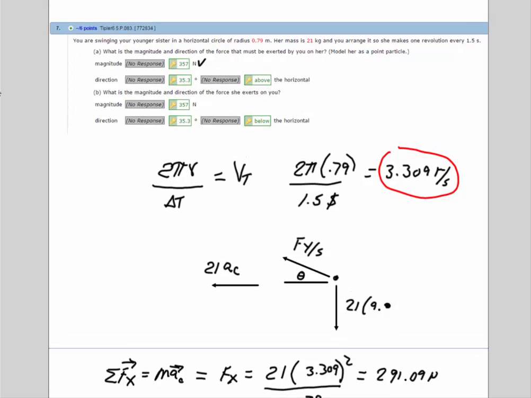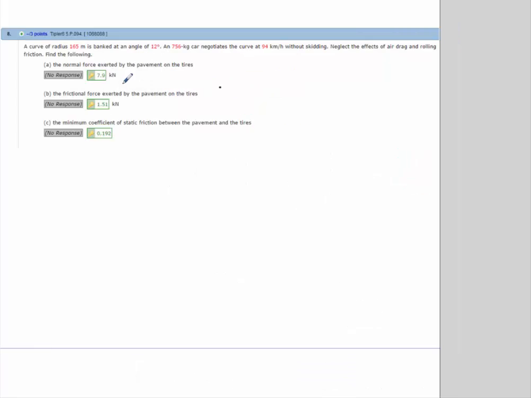Alright, there's two problems that are provided to help you a little bit with the homework. The third problem I want to work is another WebAssign problem here. This one, you have a curve of radius 165 meters banked at an angle of 12 degrees. A 756 kilogram car negotiates the curve at 94 kilometers per hour without skidding. Neglect the effects of air drag and rolling friction. You want to determine the normal force, the frictional force, and the minimum coefficient of friction.